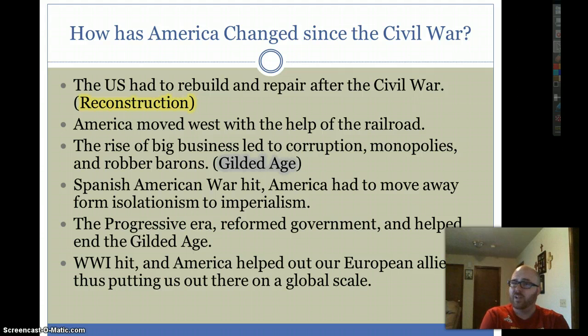We have a little issue with the Filipinos. We kind of slaughtered a lot of the Filipinos, so we did the same thing that we condemned Spain for doing in Cuba. Not very good. We have the Teller Amendment and the Platt Amendment.